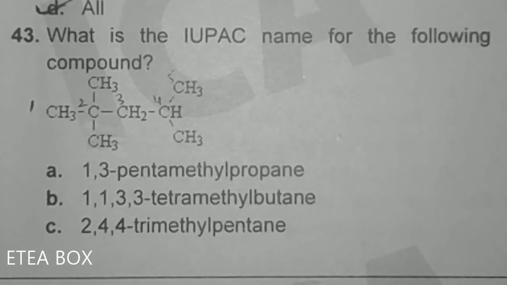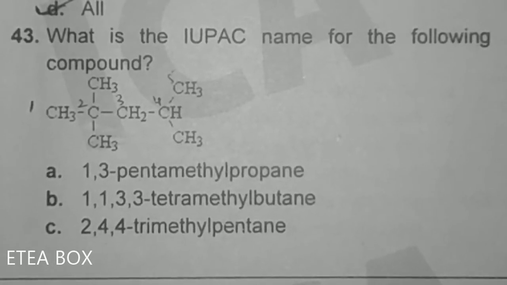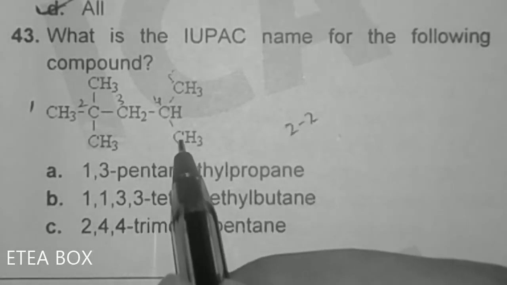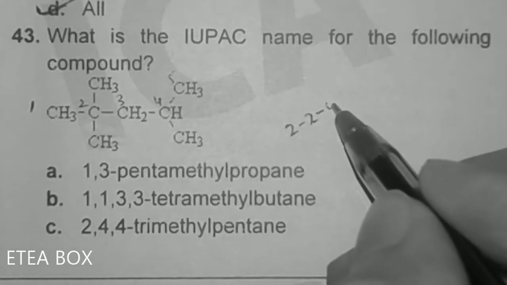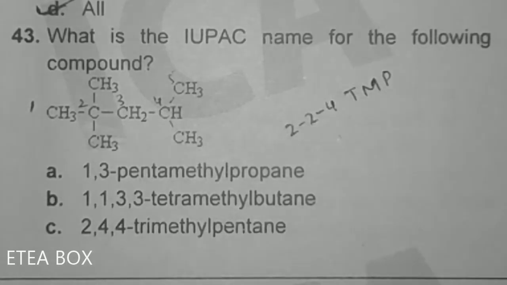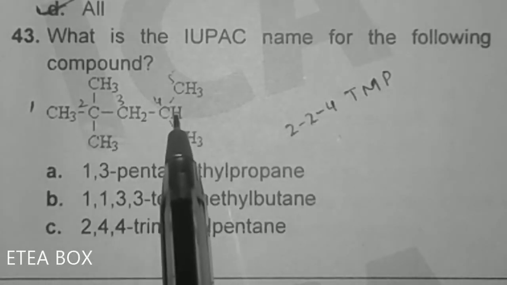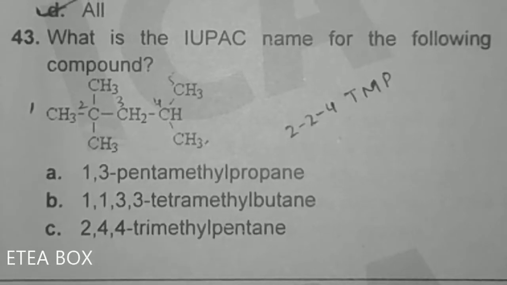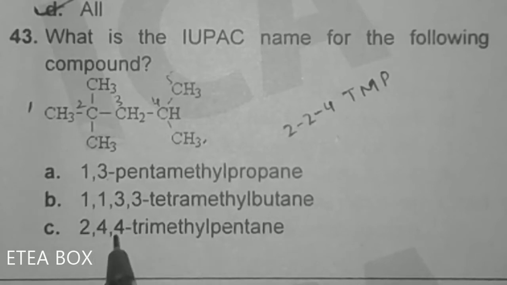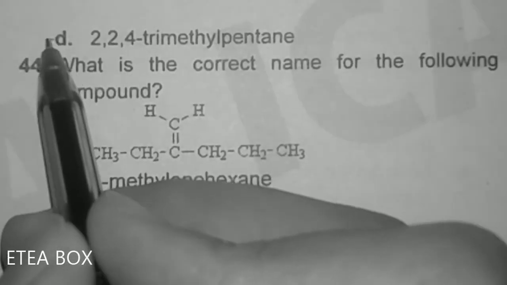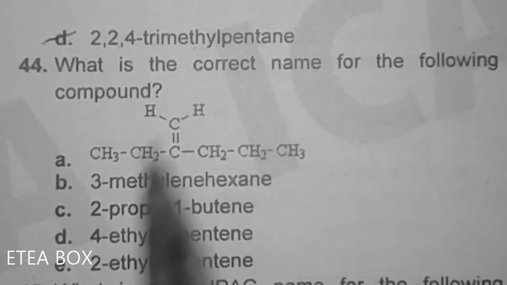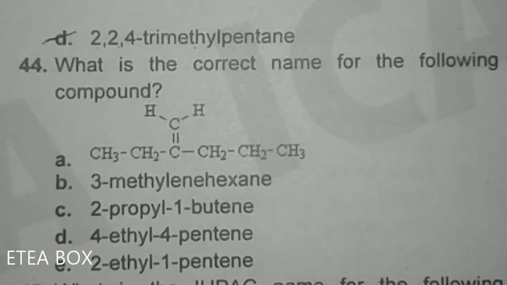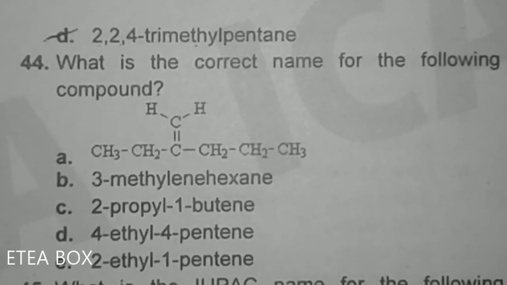So it means that the parent name will be pentane. And look, the methyl group is present on 2 carbons, so it will be 2,2, and on 4 a methyl group is also present, so trimethylpentane. Its name will be 2,2,4-trimethylpentane. So option D is correct here. Look, these 3 options are incorrect. Look here, option D, 2,2,4-trimethylpentane, is the correct option for MCQ 43. Look at number 44. What is the correct name for the following compound?